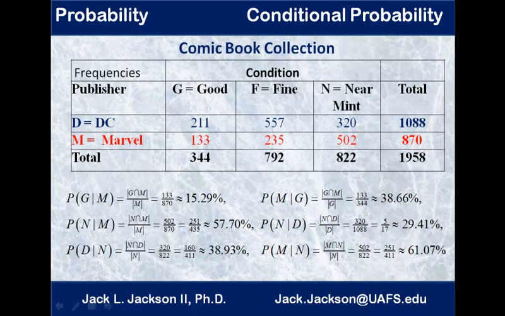So for example, the probability of G given M is the size of the intersection of G and M over the size of M. So we're basically looking at the first row there, the Marvel row, and the size of the intersection, good and Marvel, is 133, out of the Marvels of 870. So the probability that we select a good one, given that it's a Marvel, is 133 over 870, or about 15.29%. In a similar way, you figure out the rest of these.